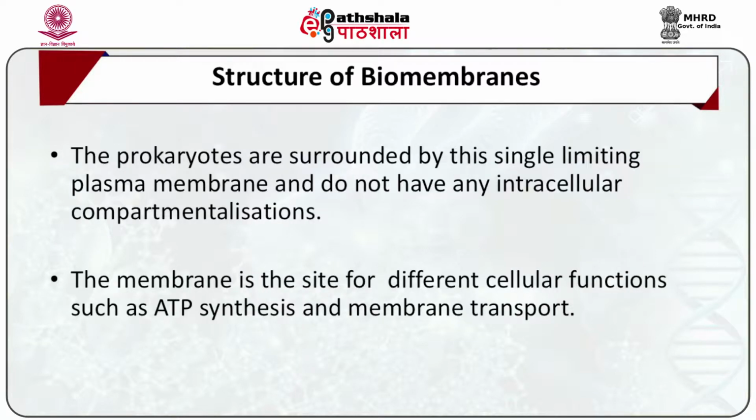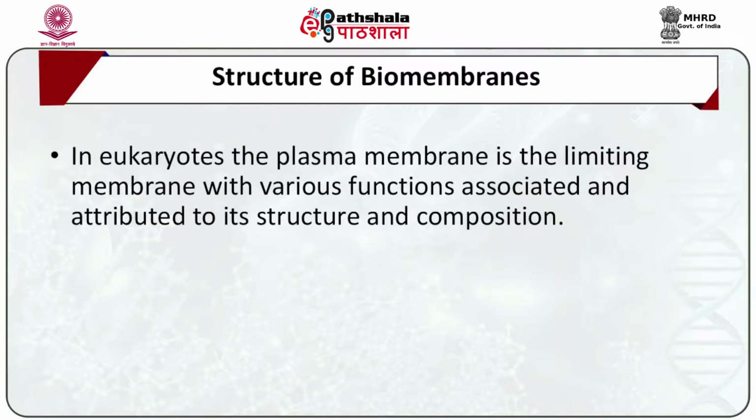The prokaryotes are surrounded by the single limiting plasma membrane and do not have any intracellular compartmentalizations. The membrane is the site for different cellular functions such as ATP synthesis and membrane transport. In eukaryotes, the plasma membrane is the limiting membrane with various functions associated and attributed to its structure and composition.